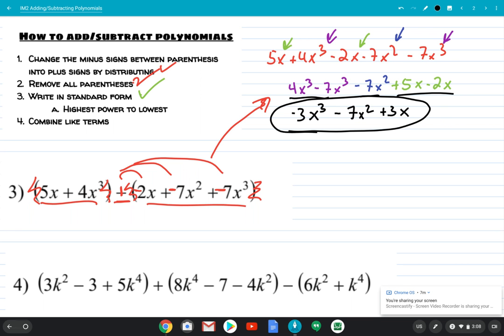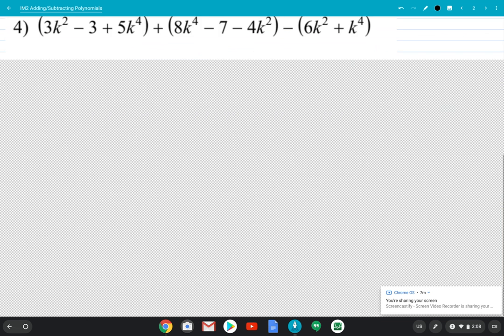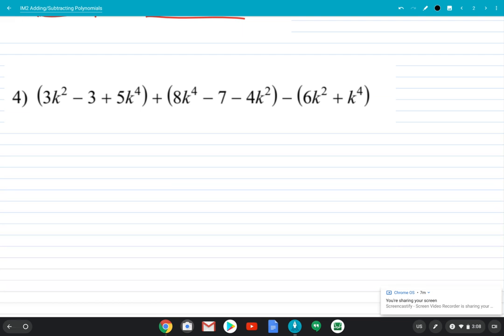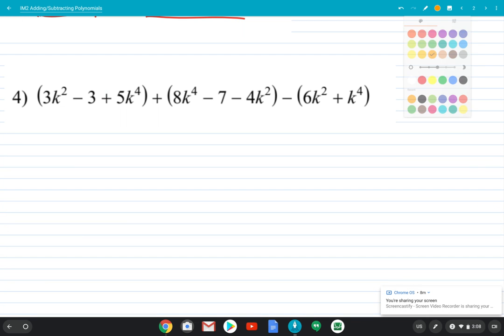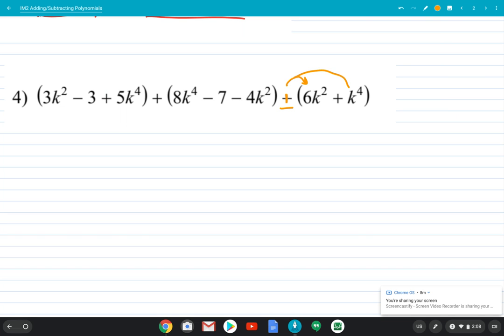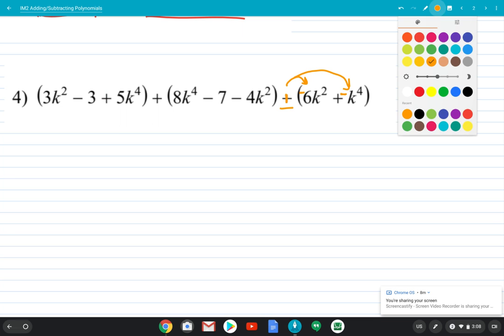All right. We're going to try one more. This time, I've taken away the cheat sheet to help you out. First step, find the minus signs between the parentheses. I got one right here. So I'm going to turn this into a plus and distribute it to these guys. A negative here and a negative there. Now I'm going to rewrite it all.